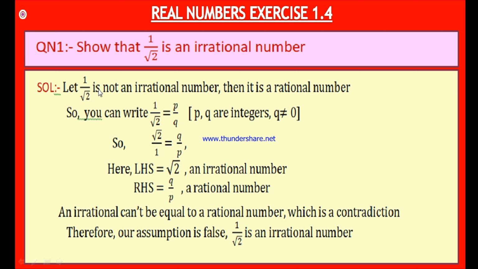Then what is our assumption? We assumed that 1 by root 2 is not irrational. This is false. Therefore, 1 by root 2 is an irrational number. Understood? This type of solving a mathematical statement is called an indirect method. In this indirect method, we took that the given statement is wrong, and finally we arrived at a wrong conclusion. Therefore, our assumption should be false and the question is right. This type of proving a mathematical result is called the indirect method.